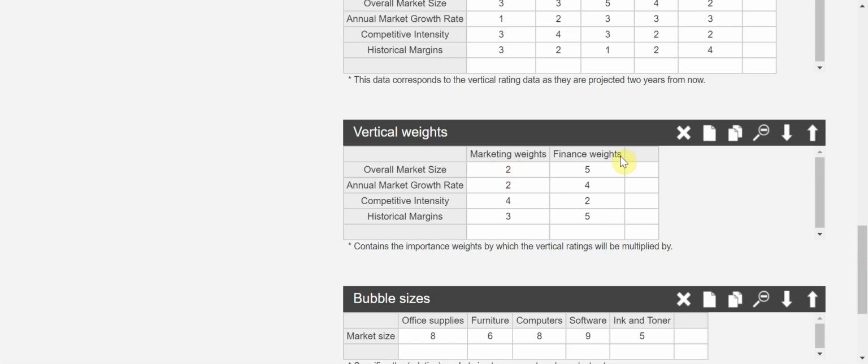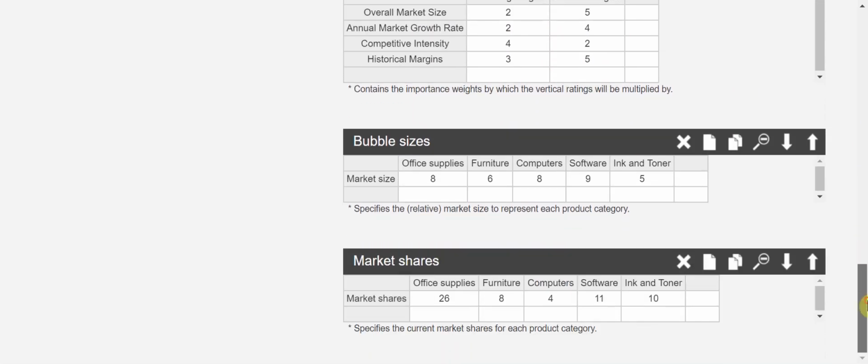Same thing, we have two different weights from the marketing camp and the finance camp. And we have two extra tables here: bubble sizes and market sizes. Bubble size is the market size representing each product category, the size of the industry. The industry of office supplies is 8, and furniture, 6. The biggest industry is the software industry, 9, and the smallest, ink and toner, 5.